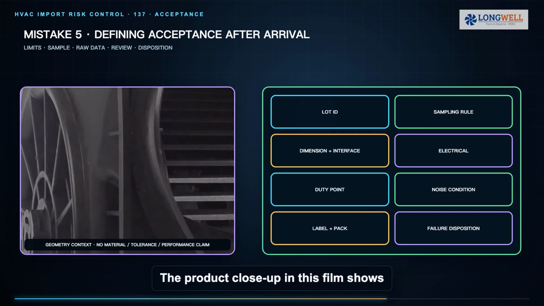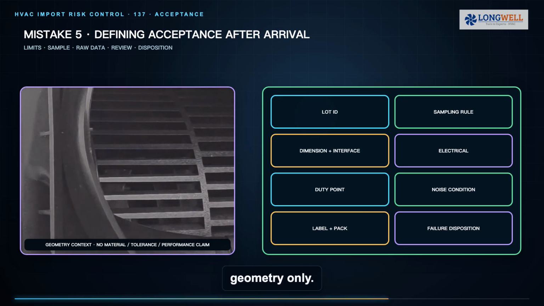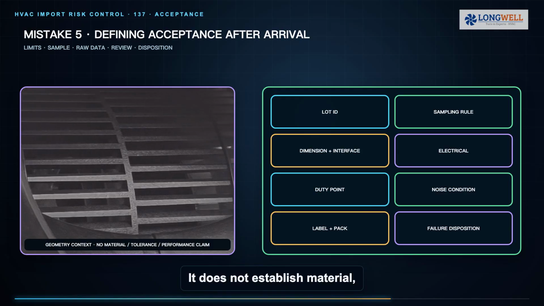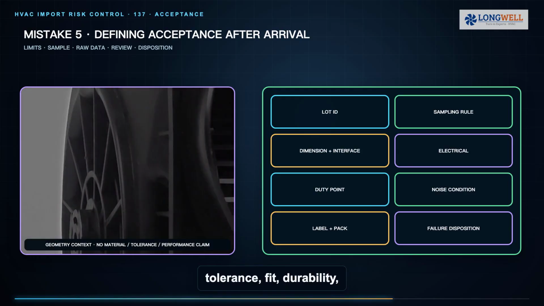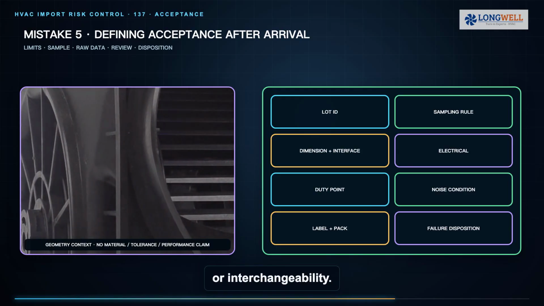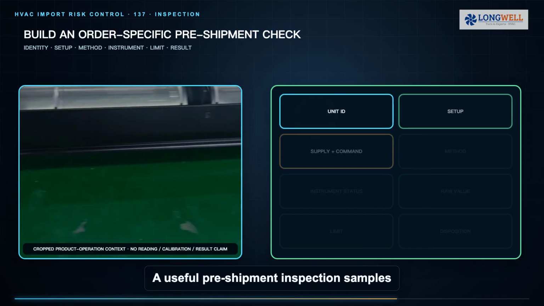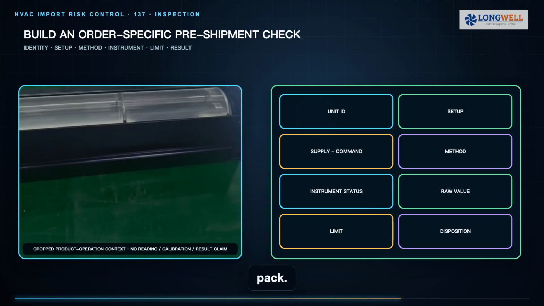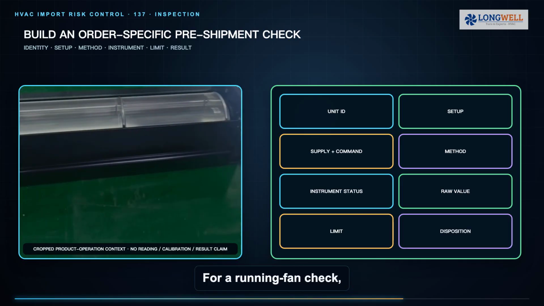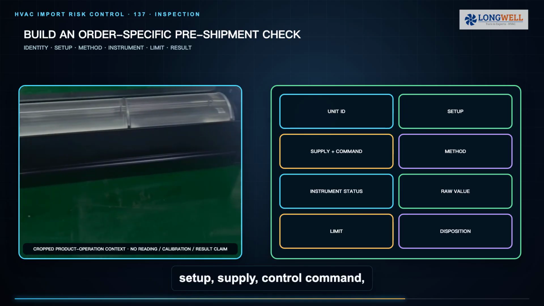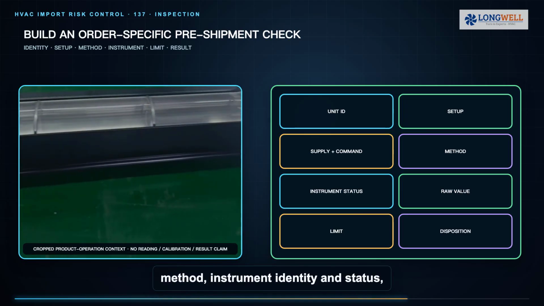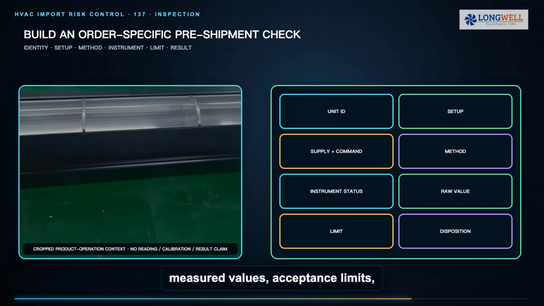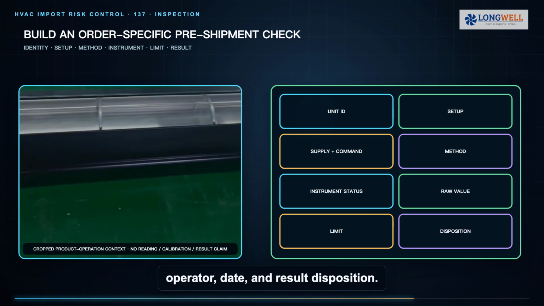The product close-up in this film shows geometry only. It does not establish material, tolerance, fit, durability, or interchangeability. A useful pre-shipment inspection samples the order against the frozen evidence pack. For a running fan check, record the unit identity, setup, supply, control command, method, instrument identity and status, measured values, acceptance limits, operator, date, and result disposition.